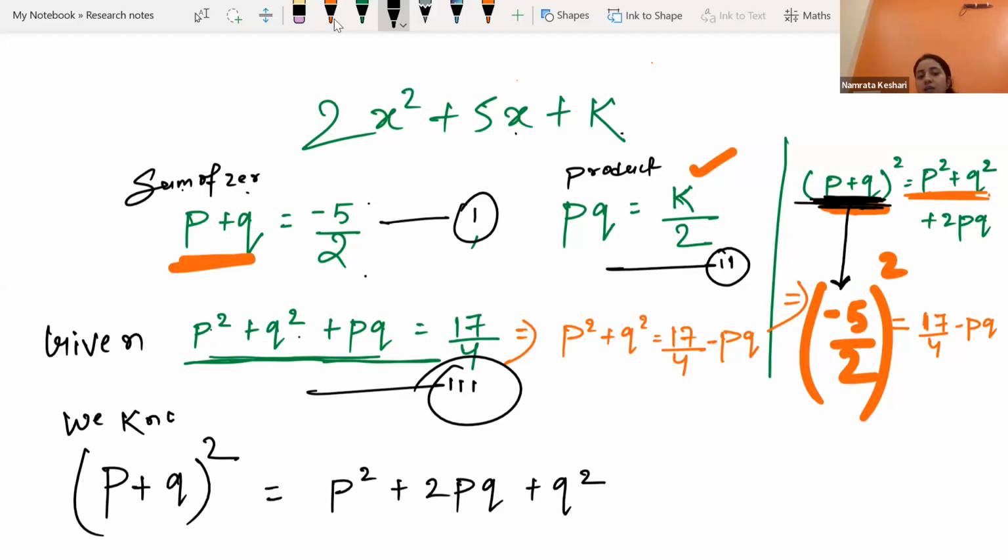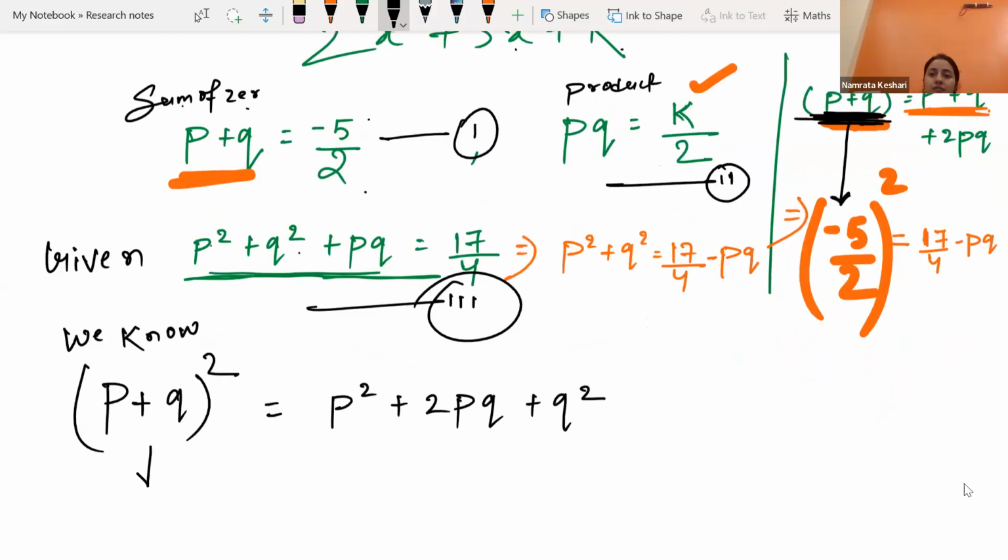We know that the formula for (a plus b) whole square. Okay? I know this, but on the right hand side, you wrote minus 5 by q whole square equals 17 minus 4 minus pq, right? But if you look above it, there's plus 2pq. Just a second. If we write P plus Q as a minus 5/2 whole square, can we write it? Then at the place of P square plus Q square, can we use equation number 3? So we can use 17/4 minus PQ, right?